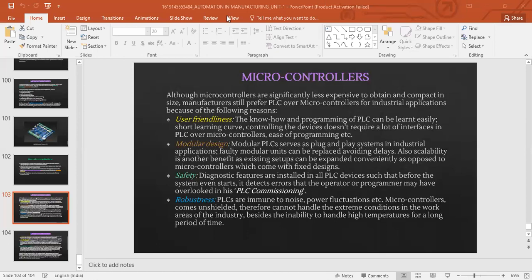Another advantage that you get because of that modularity is you can replace them, right? If at all there is a fault and you find that a PLC in a setup is not functioning properly, you can just replace that. So that avoids delays, isn't it? Instead of having to stop the whole production line or whatever it was that was performing, you can just replace that. So that will not affect your downtime. Your productivity will increase because of that.